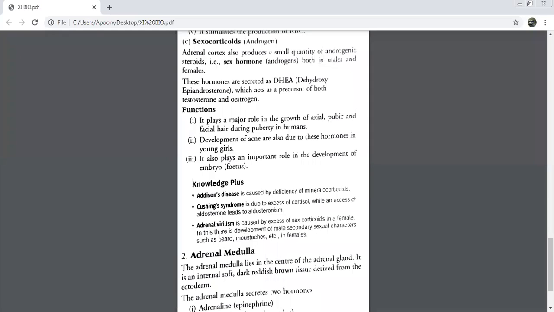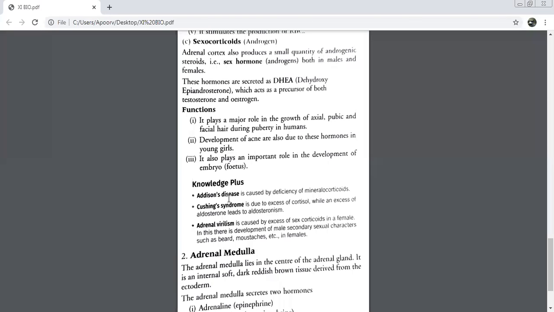And the last one is adrenal virilism. This is caused by an excess of sex corticoids in a female. If there is an excess of sex corticoids in a female, there is development of male secondary sexual characters in females, for example, beard and mustaches. This kind of disorder is known as adrenal virilism. So I've done 3 disorders: Addison's disease.